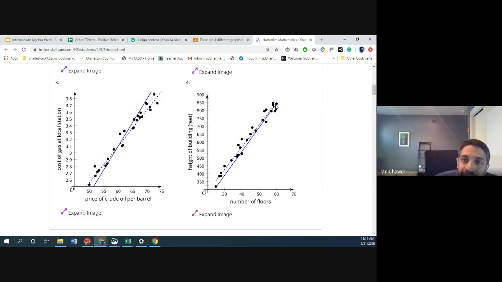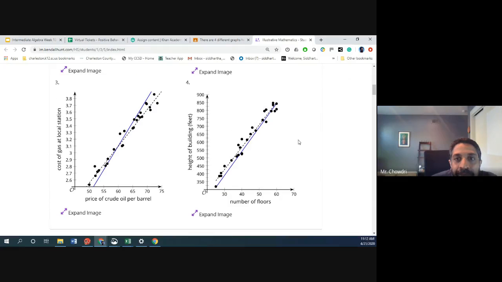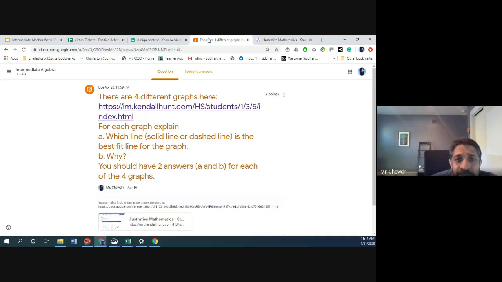But although that takes you from the first to the last spot, it doesn't really take into account that most of these dots are above that, and this low dot is a little bit off compared to the general trend of what's happening here. So this is our best fit line.